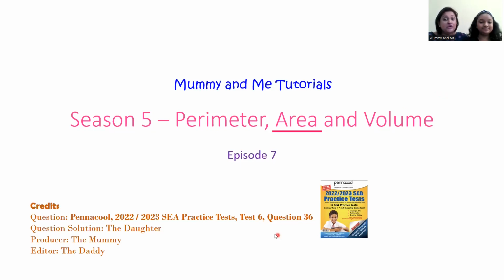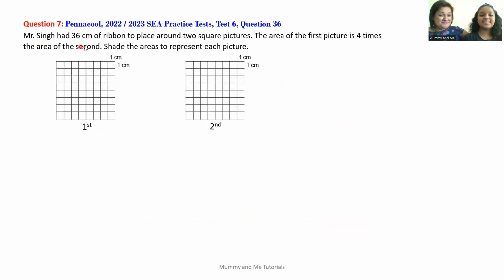Today we are focusing on question 36 from Test 6 of Pinnacle 2022 to 2023 SCA practice tests. Mr. Singh had 36 centimeters of ribbon to place around two square pictures. The area of the first picture is 4 times the area of the second. Shade the areas to represent each picture.